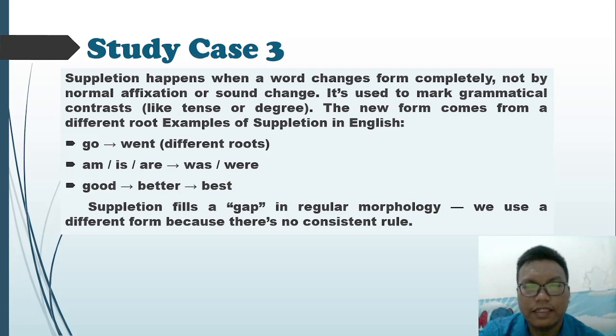Examples of suppletion in English: from "go" to "went," a different root; "am," "is," or "are" into "was" or "were"; and "good" to "better" to "best," which is comparison. Suppletion fills a gap in regular morphology. We use a different form because there's no consistent rule in English.